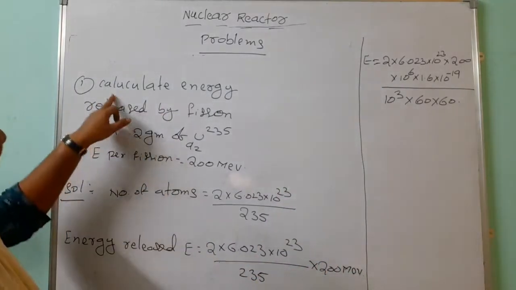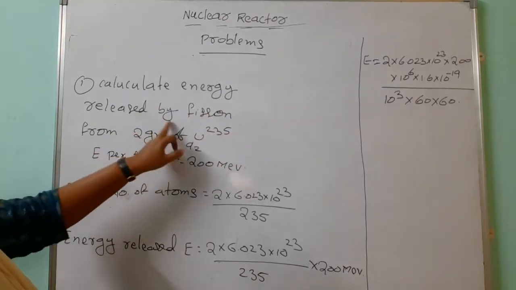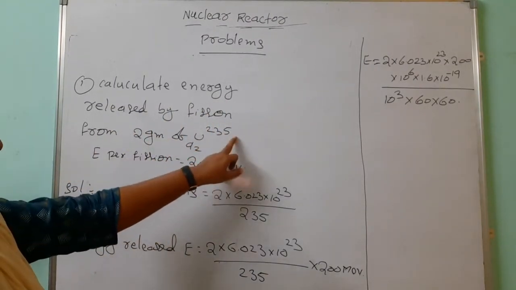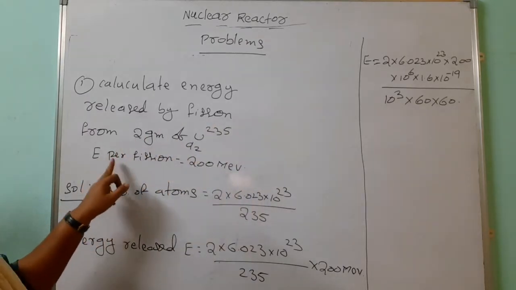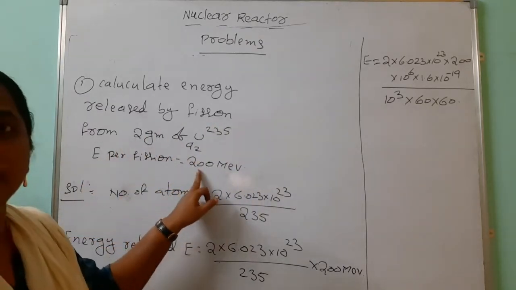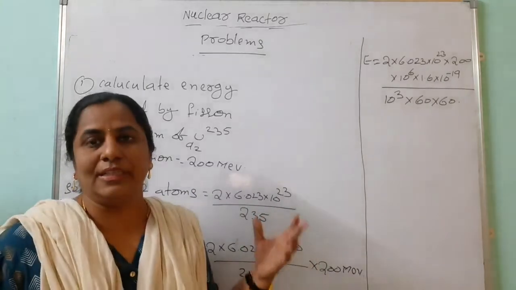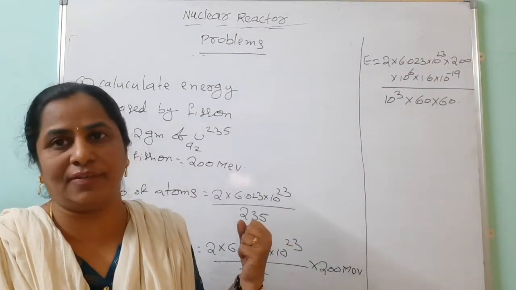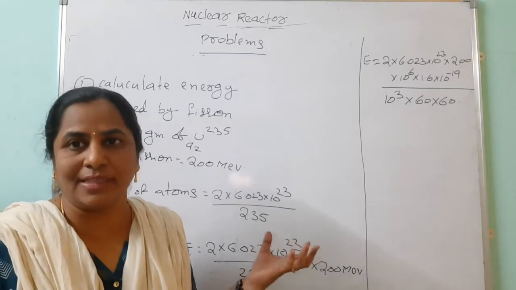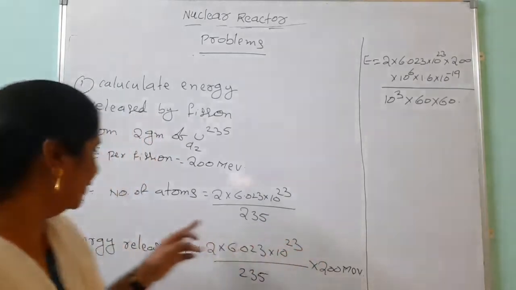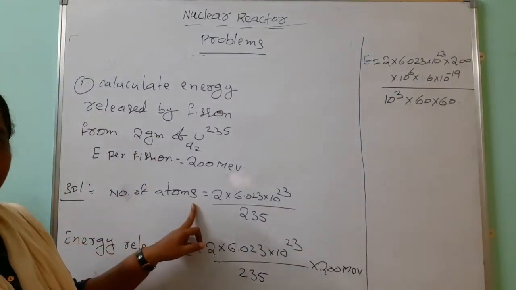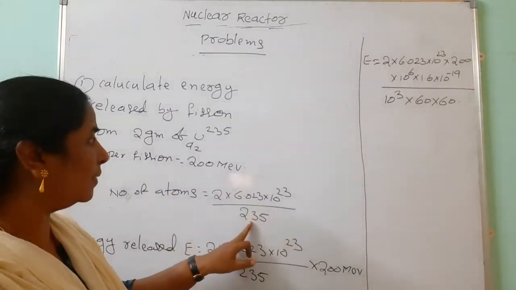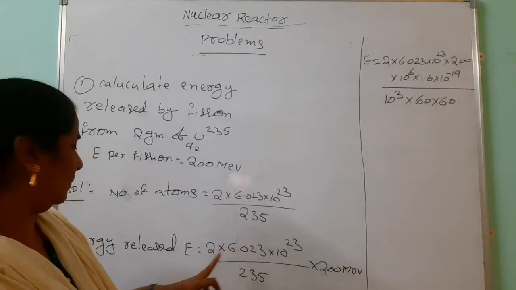The question is, calculate the energy released by fission from 2 grams of uranium-235. The given data is, energy per fission is 200 million electron volts. We should express the answer in kilowatt hour. You know that kilowatt hour is a unit of energy. The number of atoms in 2 grams is 2 into Avogadro number divided by the mass number, 235.